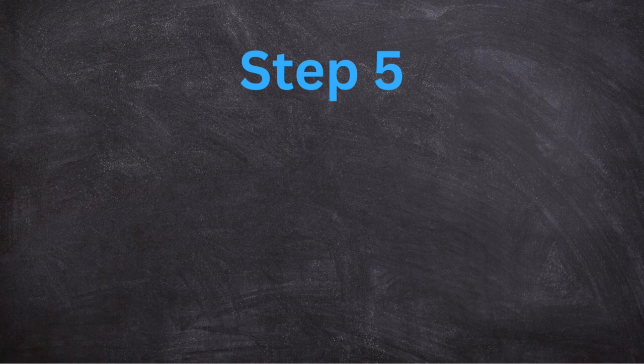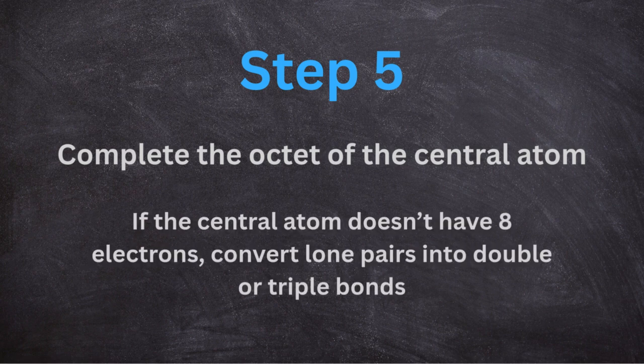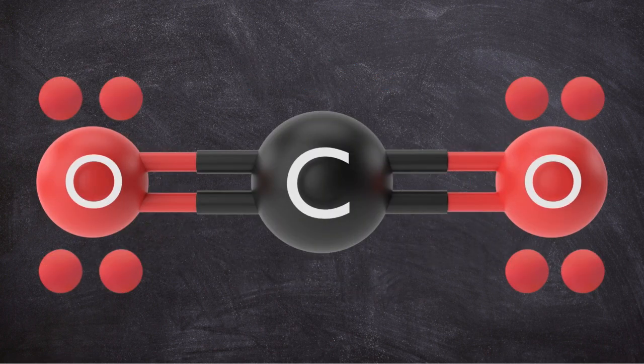Step 5. Complete the octet of the central atom. If the central atom doesn't have 8 electrons, convert lone pairs into double or triple bonds. After following the steps, this is what we obtain of the Lewis structure of CO2.